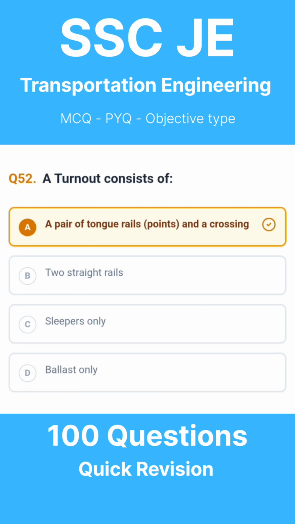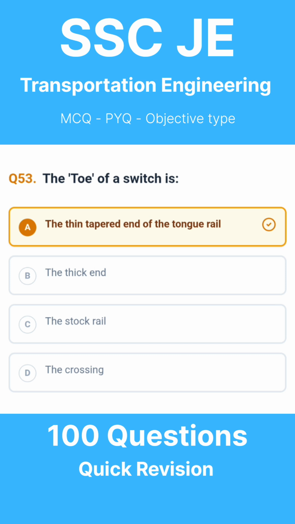Question 52. A turnout consists of. The correct answer is a pair of tongue rails, points, and a crossing. Question 53. The toe of a switch is. The correct answer is the thin tapered end of the tongue rail.